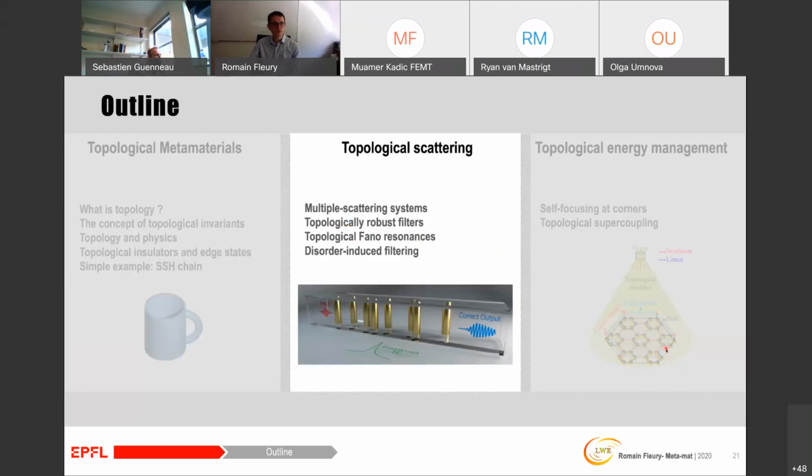All right, so this was an introduction to explain what topology is in general, and we have seen a few properties of topological wave insulators, like the presence of edge states that are symmetry protected. Now we want to use this to explore whether we can create some interesting devices, like robust filters. So I want to do some topological scattering.